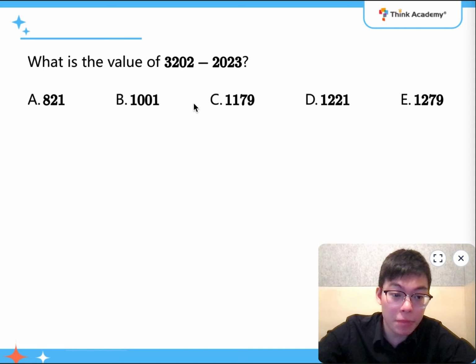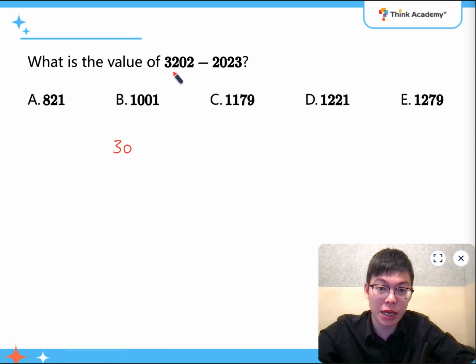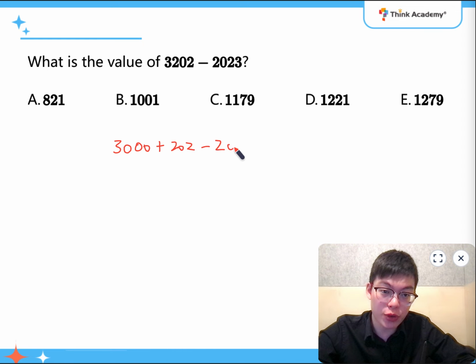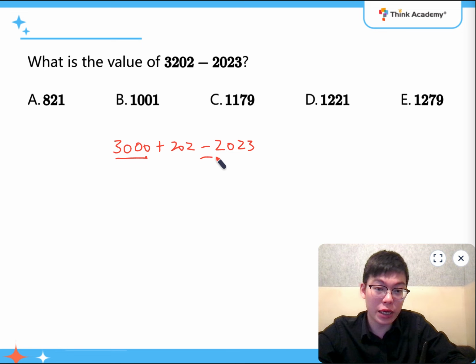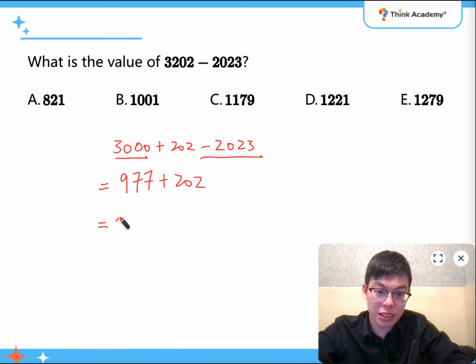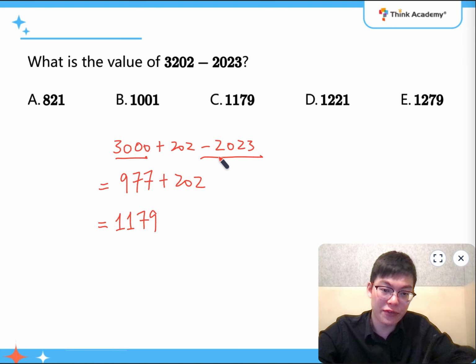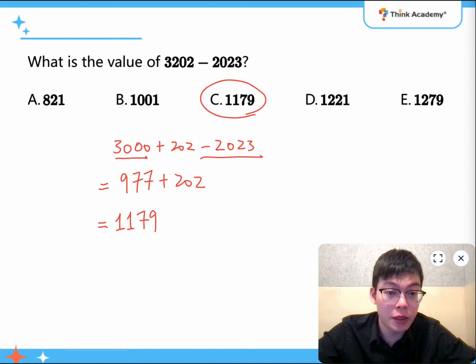Well, this is a simple numbers and operations problem on subtraction. So basically, if you're trying to take away 2023 from 3,202, what we can do is just split 3,202 into 3,000, adding 202, and then subtracting 2023. And by doing that, of course, I can calculate 3,000 take away 2023 first, and that ends up with 977. Now I'm adding 202, and that results in the answer 1,179. So this is just a basic calculation question, and that's going to result in C as the answer.